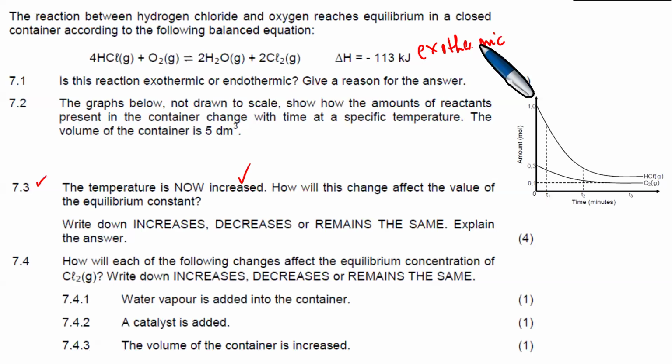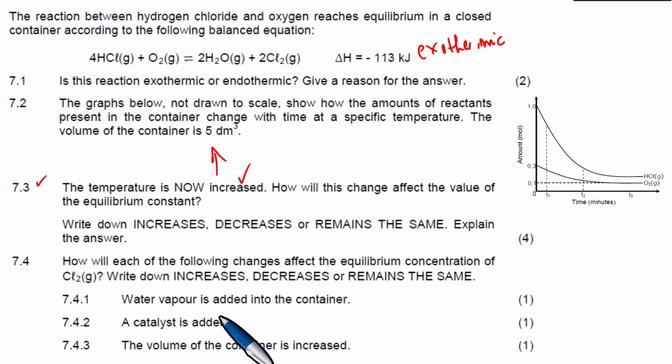Okay, we have not yet answered any question, but it is exothermic, and now we are increasing the temperature. Temperature is up. How will this change affect the value of the equilibrium constant? Write down increases, decreases, or remains the same. Explain the answer. Okay, let's take a look at this one.